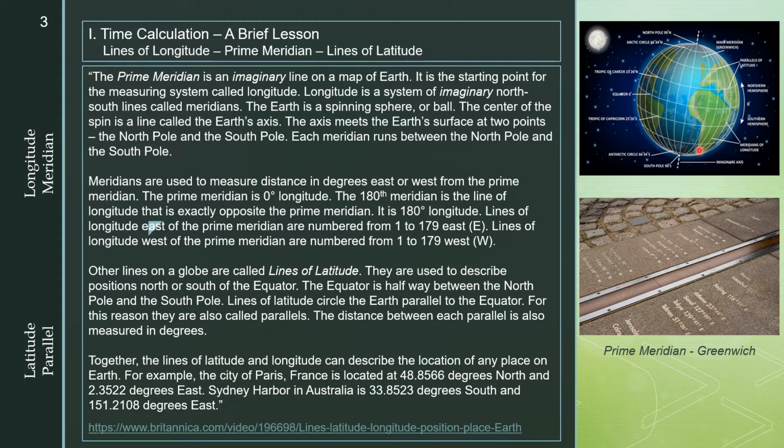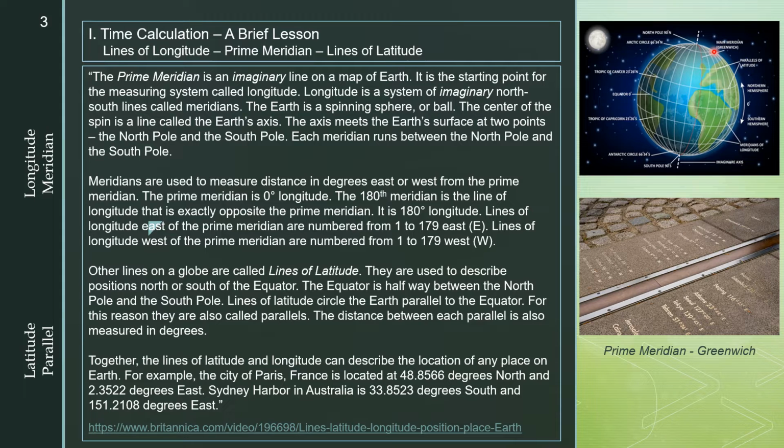The Earth is a spinning sphere or ball. The center of the spin is a line that is called the Earth's axis. The axis meets the Earth's surface at 2 points, the North Pole and the South Pole. Each meridian runs between the North Pole and the South Pole, including the prime meridian, which is indicated here in red.